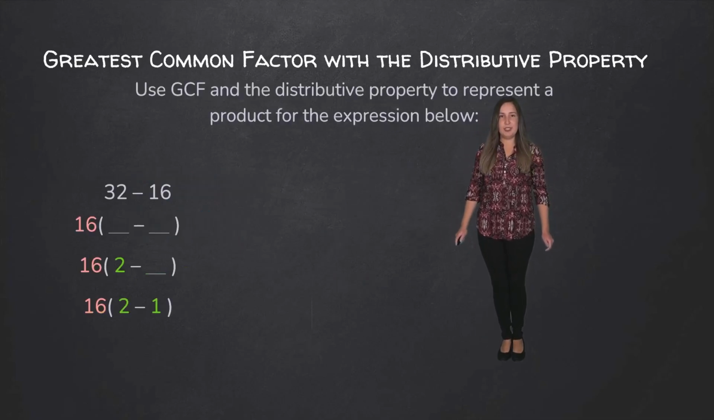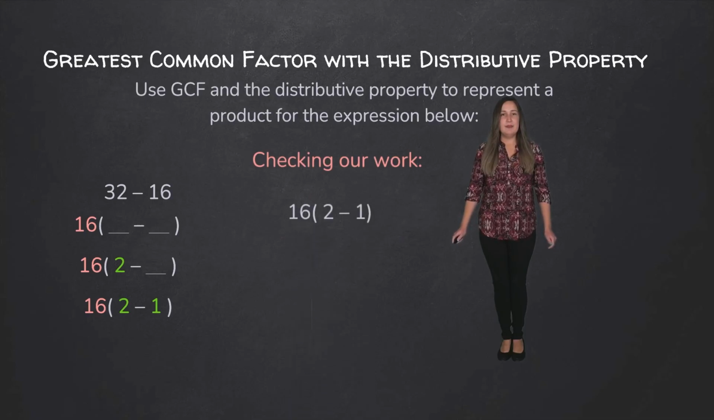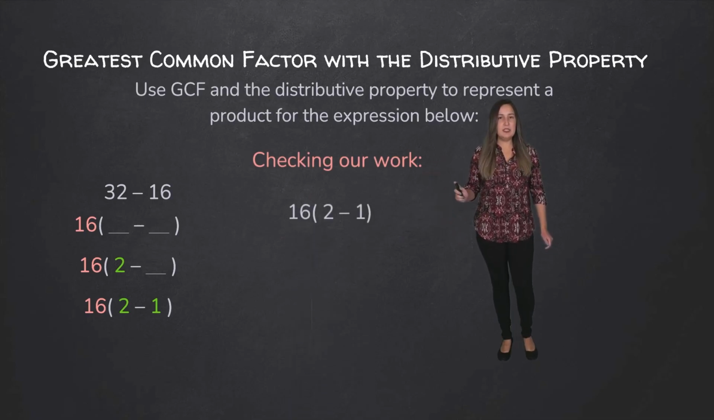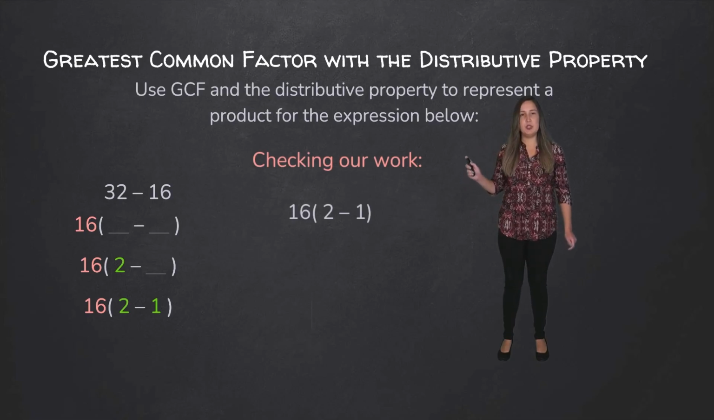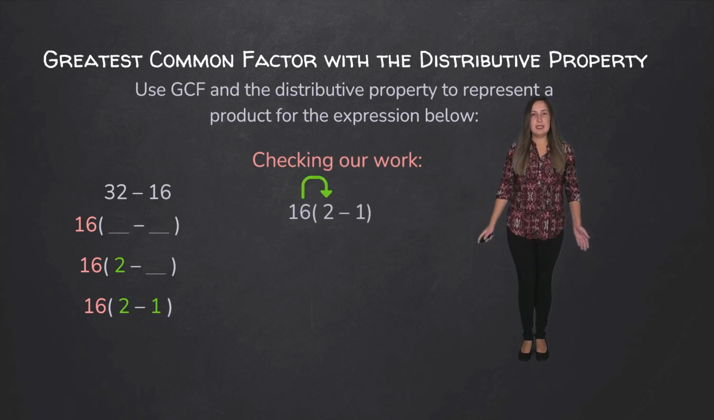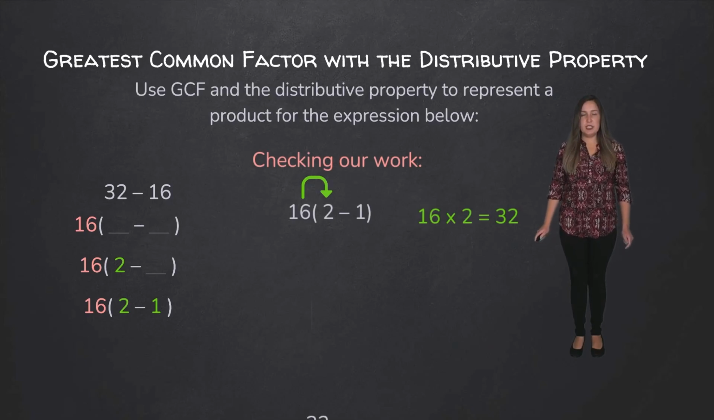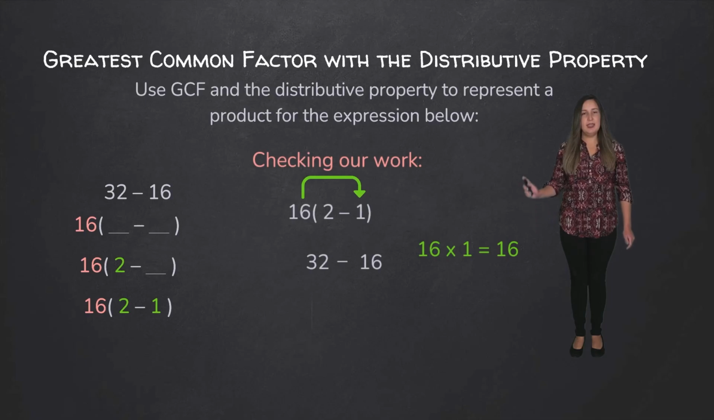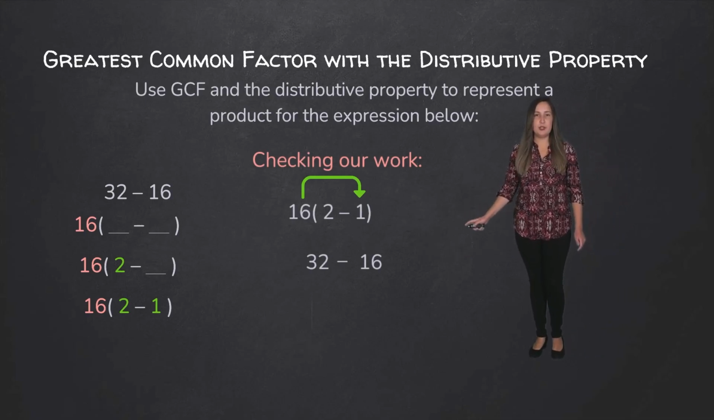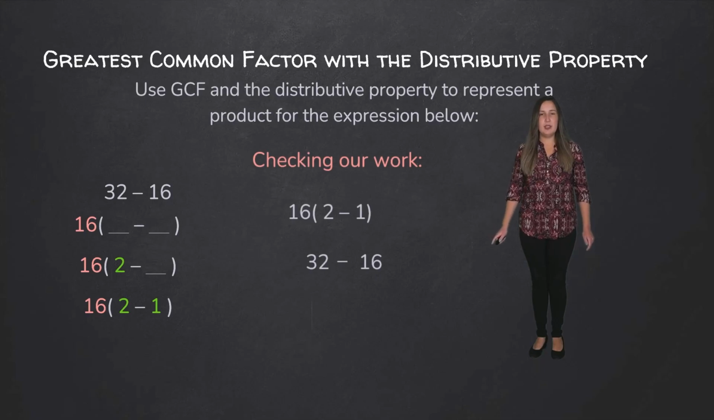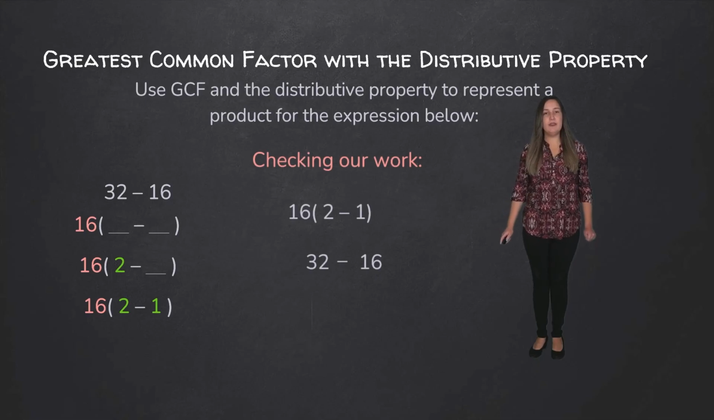So let's check our work. So 32 minus 16 should equal 16 times 2 minus 1. 16 times 2 is equal to 32. This time we're going to bring down our minus sign. 16 times 1 is equal to 16. And we got our original expression, making this a true statement. So 32 minus 16 is equivalent to 16 times 2 minus 1.